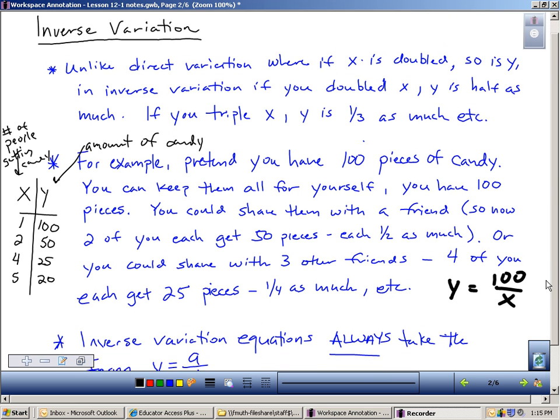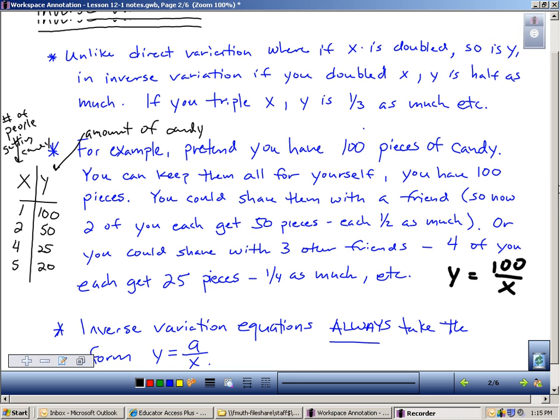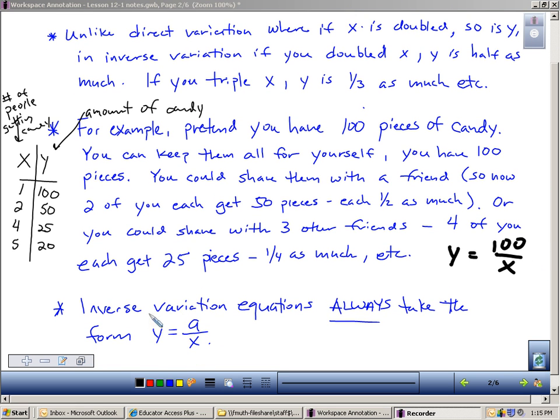Now the equation for this is pretty easy to find. Do you notice when I have this table, if I multiply my XY pairs, 1 times 100 is 100, 2 times 50 is 100, 4 times 25 is 100, 5 times 20 is 100. Whenever you have a table, if you multiply your XY pairs and they continually work out to be the same thing, you immediately know it's inverse variation.